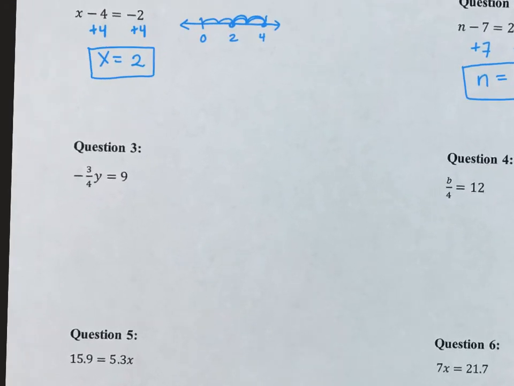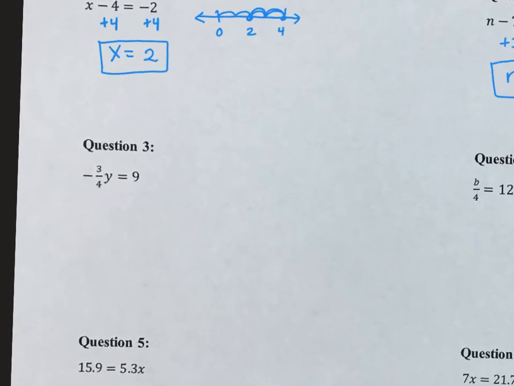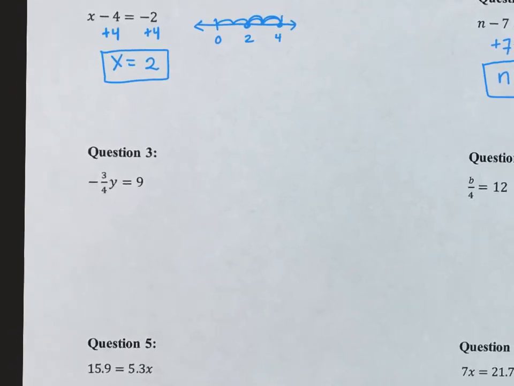Now, if you remember from junior high, when you have a variable multiplied by a fraction, you can get rid of that fraction by multiplying by the reciprocal. So over here, I can multiply this left side by a -4/3, which is my reciprocal. Again, whatever I do to one side, I have to do to the other side. So multiply by that -4/3.